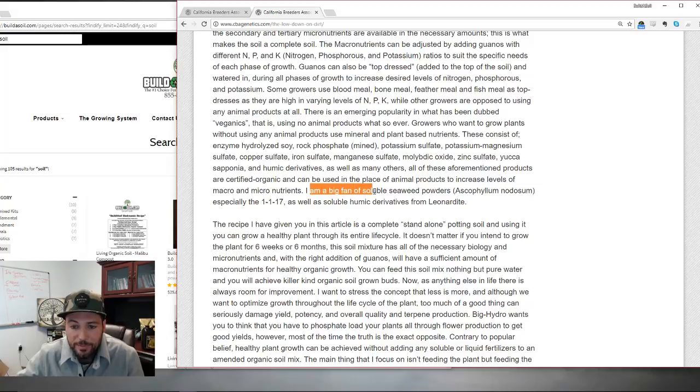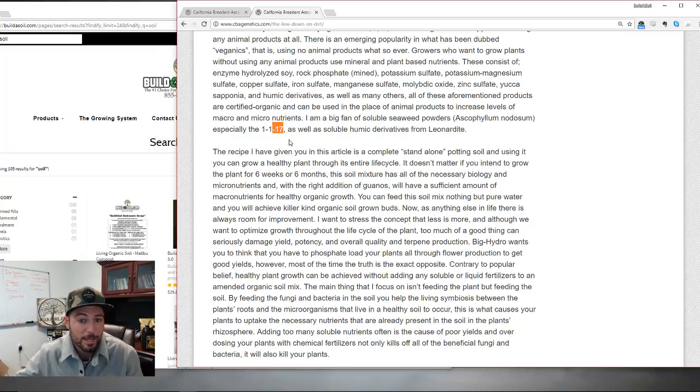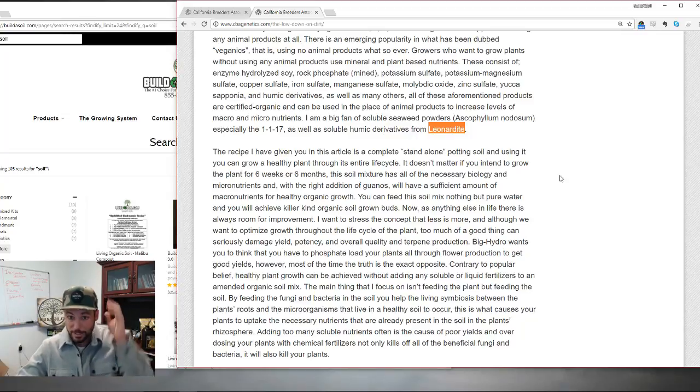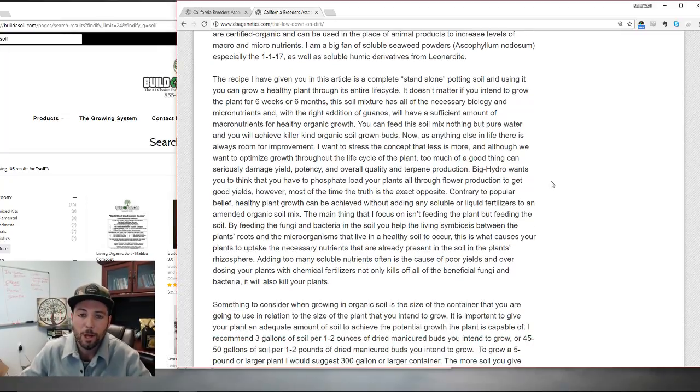He says, I'm a big fan of soluble seaweed powders and soluble humics derived from leonardite. We've learned a lot about that. Really, the seaweed was basically just potassium hydroxide, which we don't like, and the humics from leonardite. Leonardite is kind of an abused term. Not all coal is leonardite, and not all leonardite is coal. And so there's some definite things that you need to know about that. But you can ask BuildASoil, and we'll be glad to help.